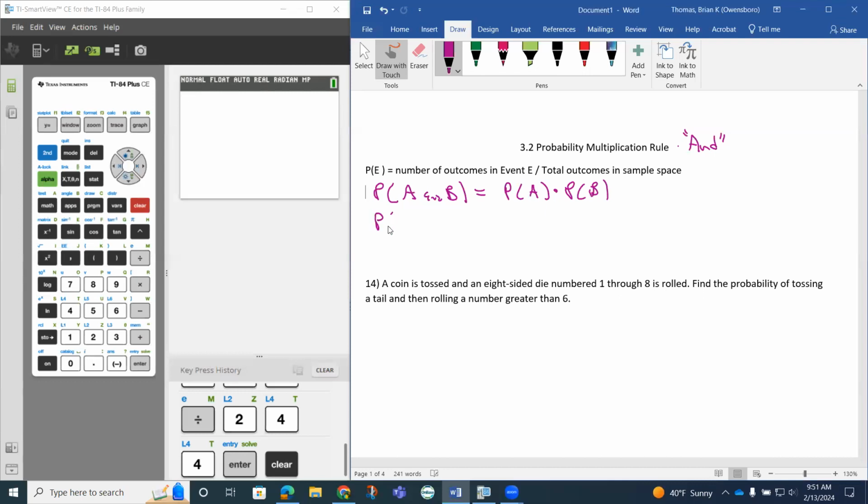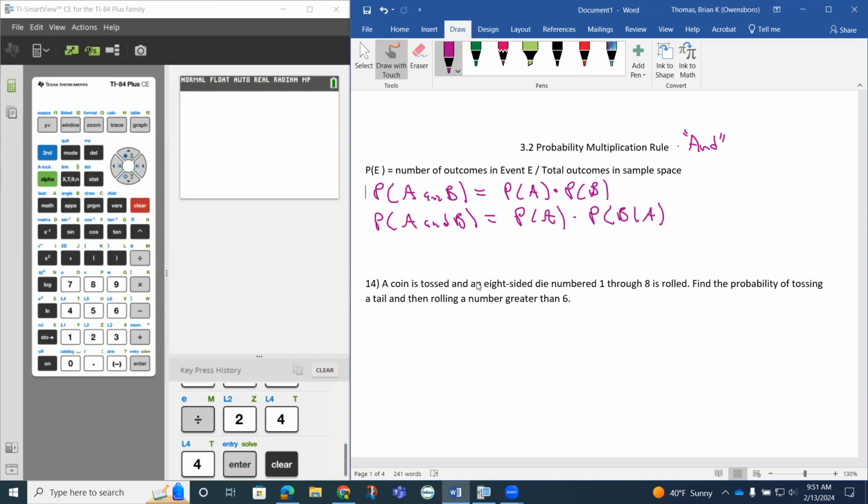And then we have the probability of A and B equals the probability of A times the probability of B, given that A has happened. So notice how the probability of B is dependent upon A, because the probability of A does affect the probability of B. So we have those two basic things going on.